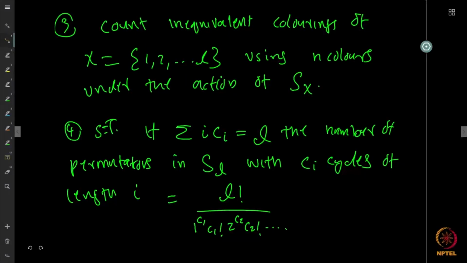And the third question is that you want to count the inequivalent colorings of a set of L elements using n colors under the action of the entire full symmetric group SL. Then show that if summation i times Ci is equal to L, then the number of permutations in SL with Ci cycles of length i is given by L factorial divided by 1 raised to C1, C1 factorial, 2 raised to C2, C2 factorial, etc. So these questions are your homework questions.